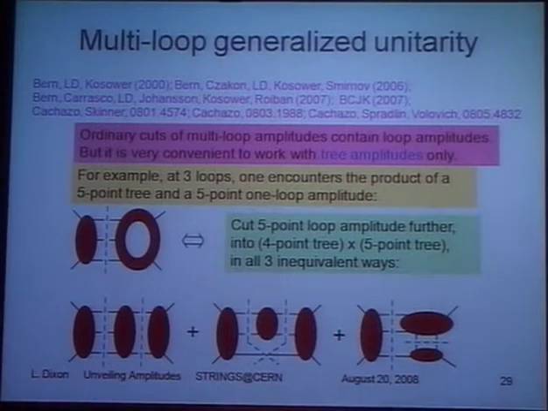The most convenient thing to do is to work with tree amplitudes only. If you take an ordinary cut, for example, there's a cut of the three-loop amplitude that goes through these three particles, and it leaves behind a one-loop amplitude. This is a bit complicated, so what would be a lot better is if we could cut it in turn in all inequivalent ways into trees. When you do that, there are three of these secondary cuts that you can do, and all the information that's in this cut is in these sets of generalized cuts.